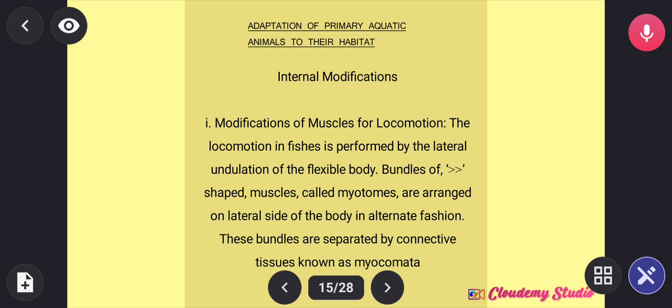The next one is the internal modification. Internal modification is an important adaptation for primary aquatic habitats. Let us talk about the first internal modification, which is the muscles for locomotion. Locomotion in fishes is performed by a lateral undulating flexible body and bundles of W-shaped muscles called the myotomes, and they are arranged on the lateral side of the body. And this helps them in what? This helps them in undulation of the flexible body.